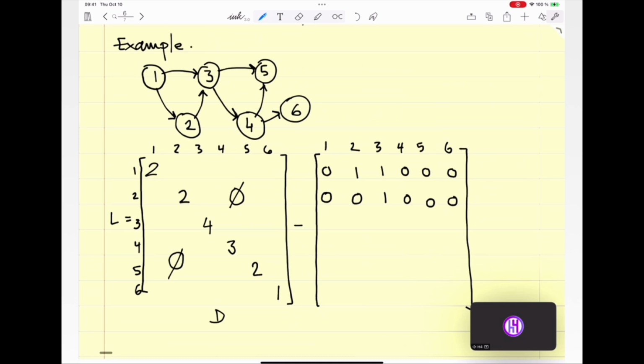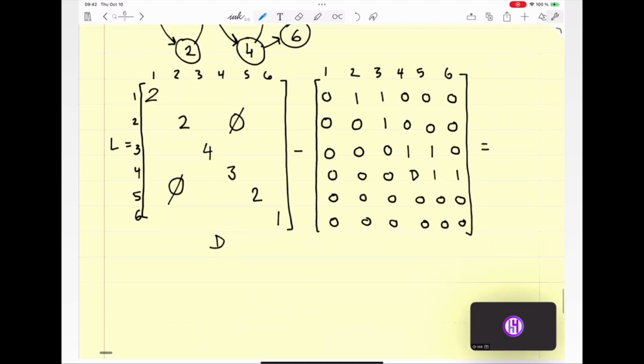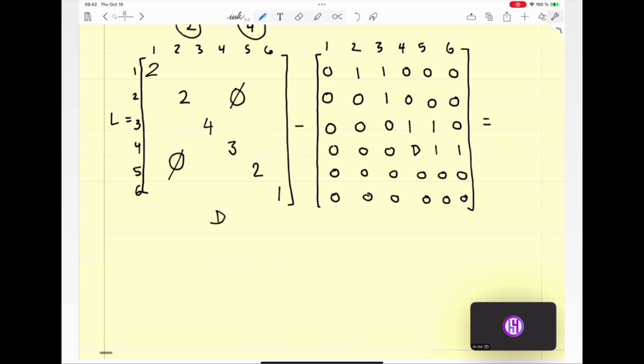Number 3 has a connection to 1, no. Connection to 2, no. Connection to 3, no. Connection to 4, yes. Connection to 5, yes. Connection to 6, no. Number 4 has a connection to 1, no. To 2, no. To 3, no. To 4, no. To 5, yes. To 6, yes. Number 5 has 0. It's an end node, and number 6 has 0. It's also an end node. Okay? So now we're cool. We can make our Laplacian matrix pretty easily. This is A. Okay? So our Laplacian matrix looks like this.